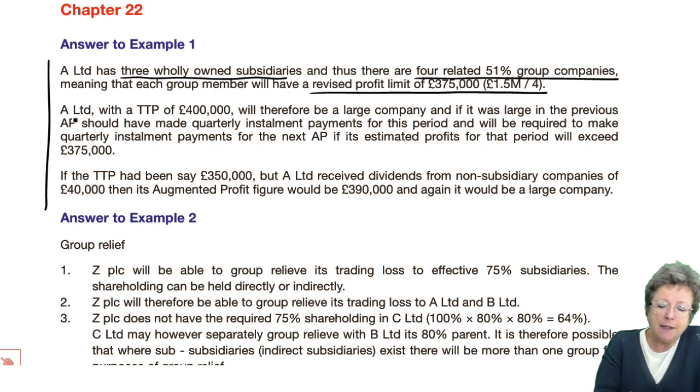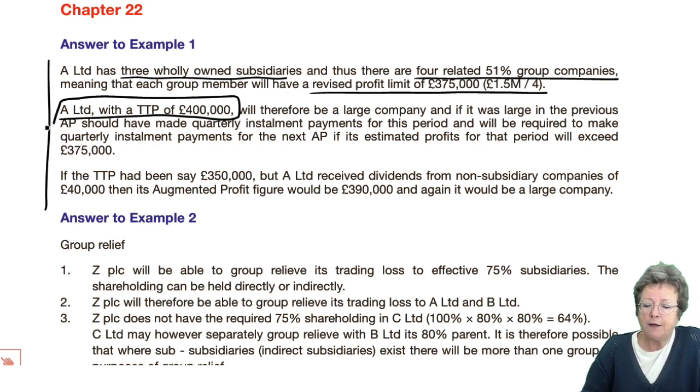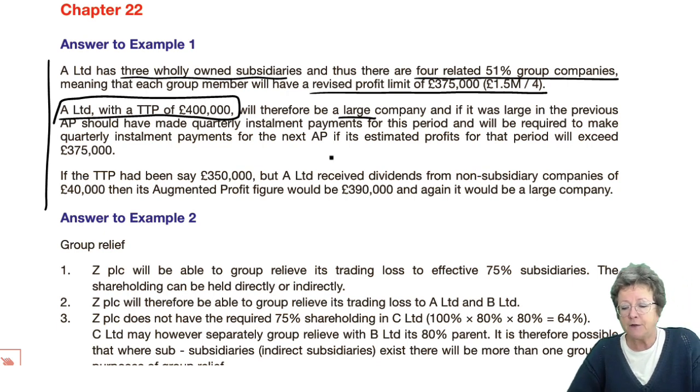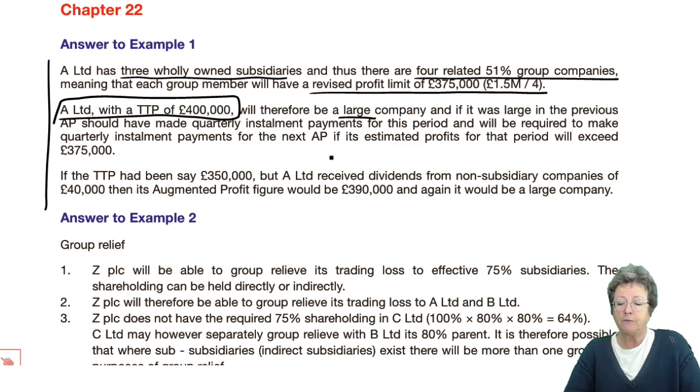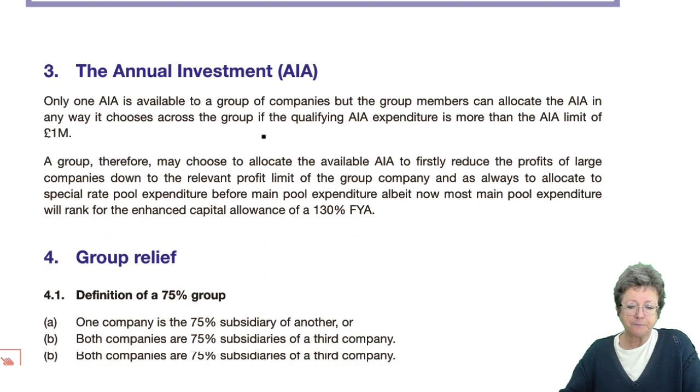375,000. Now A has TTP of 400,000 and will therefore be a large company. And if, as a large company, in its previous accounting period, it should have made instalment payments for this period, quarterly payments. Okay, so that's the important thing, is using it for that purpose.